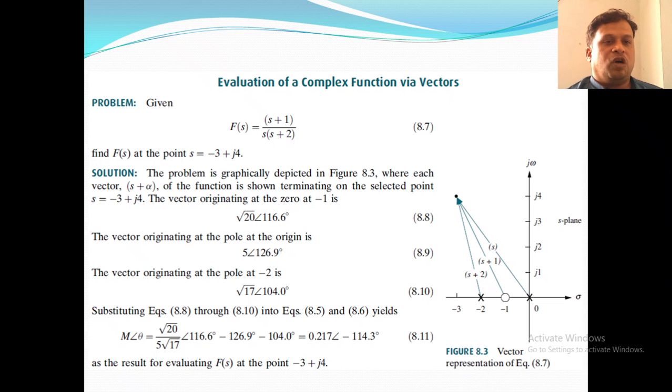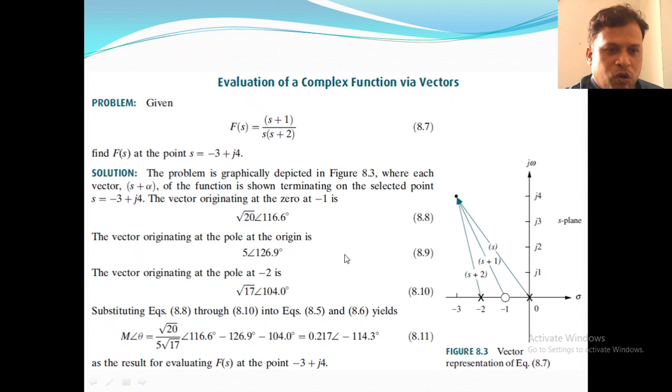Now, evaluation of complex functions via vectors. If this is the point given, f of s is equal to s plus 1 by s into s plus 2. The problem is graphically depicted here in figure 8.3 via vectors. The points s plus 1, s plus 2 and s are plotted on this s-plane graph. The vector originating at the origin is making an angle of 126.9 degrees.